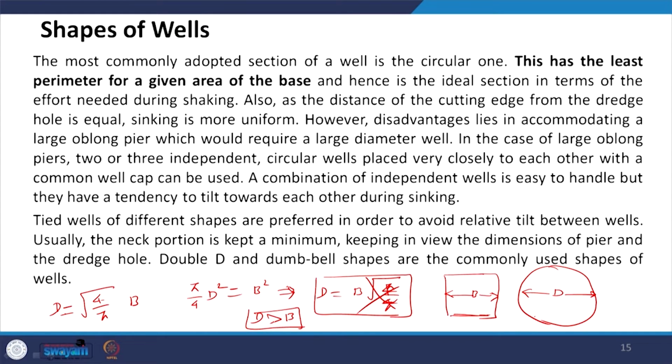In the case of large oblong piers, two or three independent circular wells placed very close to each other with a common well cap can be used. A combination of independent wells is easy to handle, but they have a tendency to tilt towards each other during sinking. So, circular is the first choice, but suppose you have a pier which is more oblong in one direction; in that case, circular is not going to be economical. Then you need to select either two circular sections connected with some neck, which we are going to discuss.